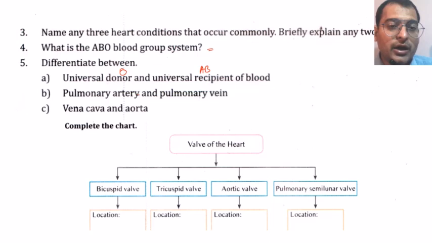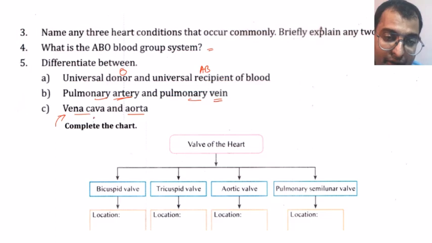Okay, pulmonary artery, pulmonary vein. Pulmonary artery always carries the blood away from the heart. Veins carry the blood towards the heart, but generally the pulmonary artery will carry deoxygenated blood, and the pulmonary vein will carry the oxygenated blood. Between vena cava and aorta, the vena cava will bring the deoxygenated blood from the body to the right atrium, whereas the aorta will carry the oxygenated blood from the left ventricle to the rest of the body.